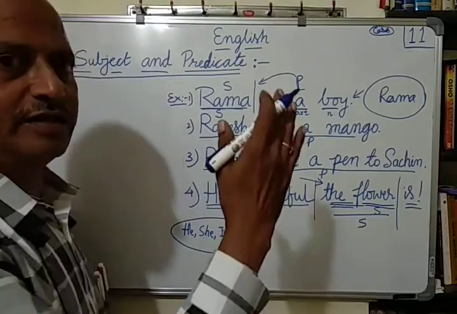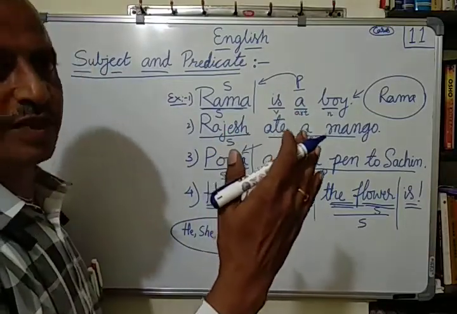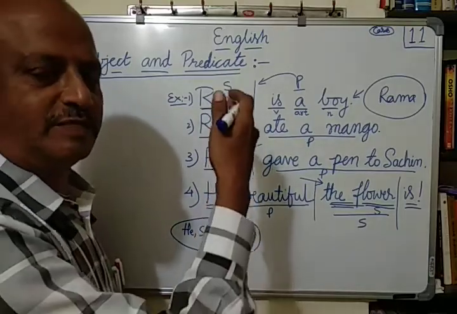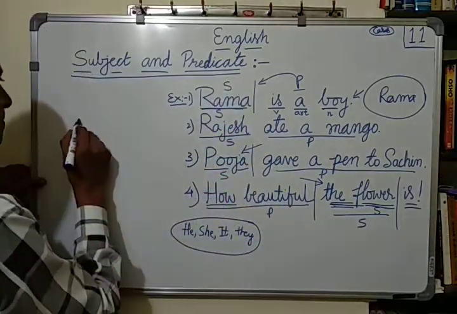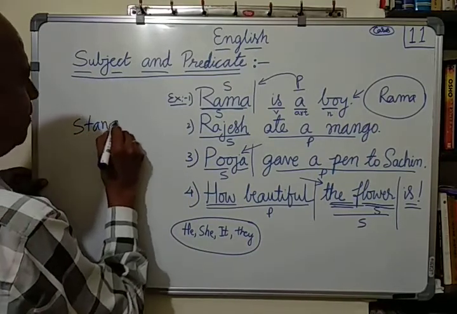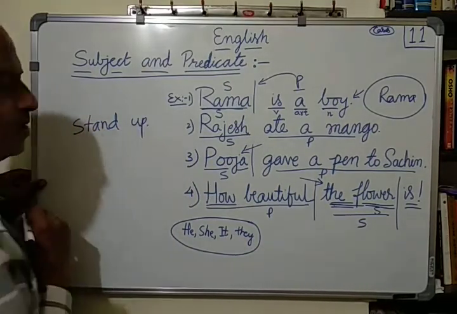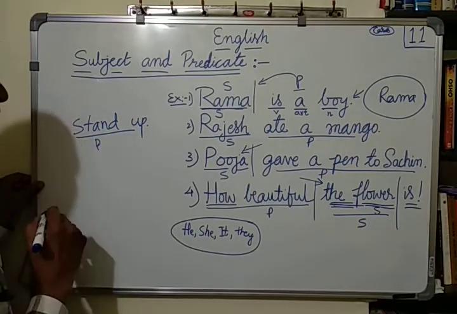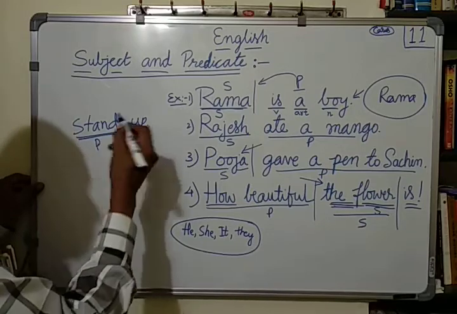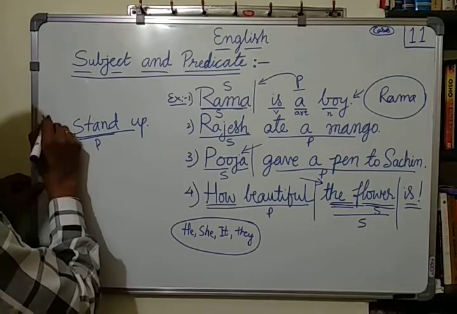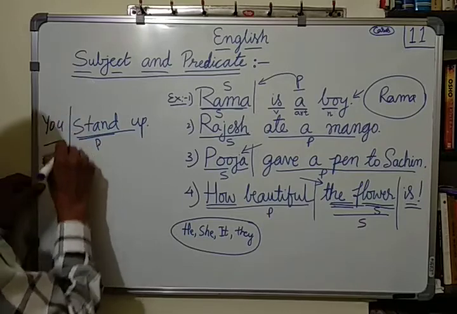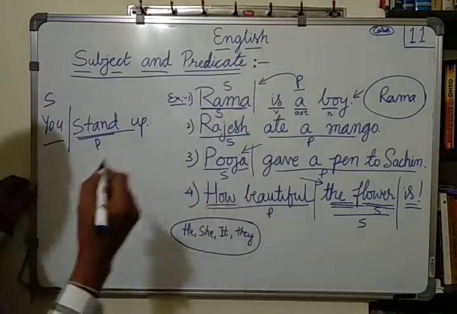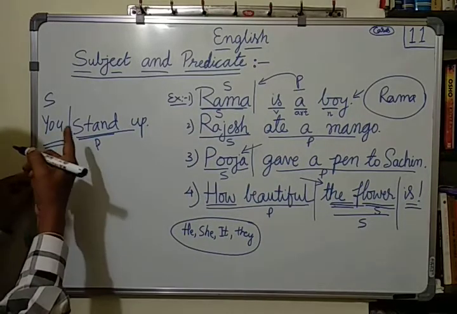In some sentences, for example in orders, we don't mention the subject, but one subject is there. For example, stand up. When there is a sentence like this, an order, stand up, this is the predicate actually. Stand is a verb. So predicate. Here the subject is you. You is understood there. You stand up on the bench. That means you stand up on the bench. The you is understood here.